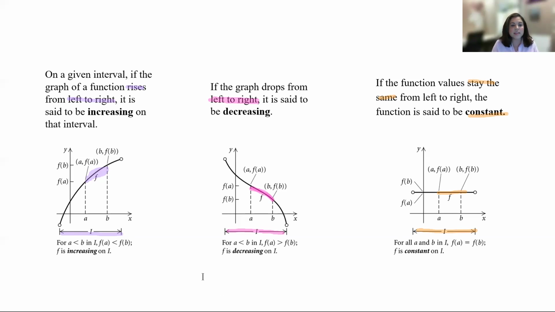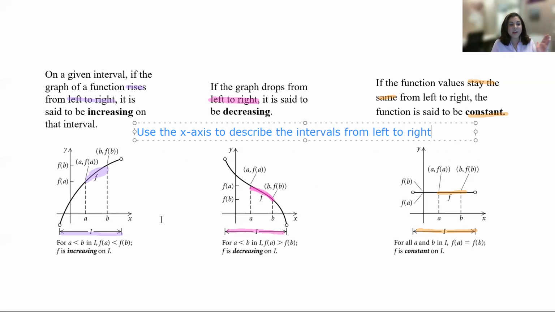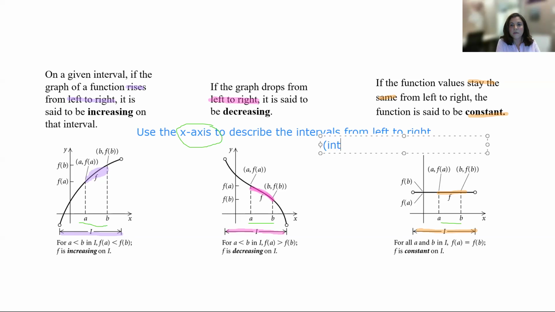But what's really important is that since we are describing this graph from left to right, that we're using the x-axis to describe those intervals. So let me write that down. We're going to use the x-axis to describe these intervals from left to right. So because left to right is along the x-axis, that's what we're using to describe where these intervals are, where all these behaviors are happening. Left to right, from A to B, that's where the action is happening. And since we're talking about intervals, we're also going to be using interval notation.